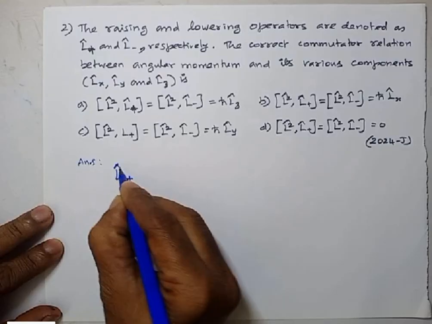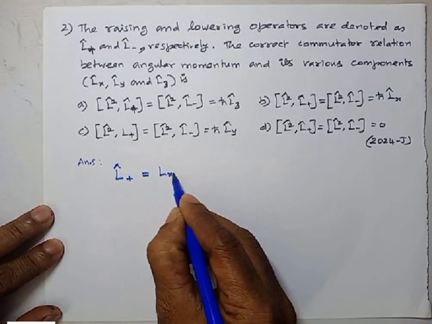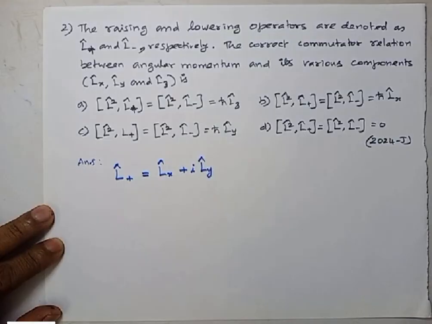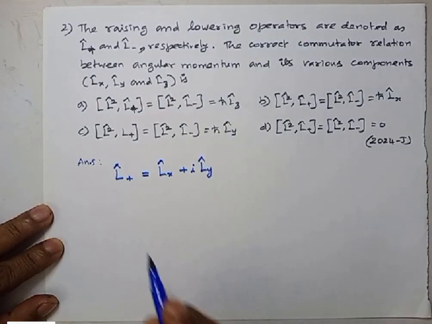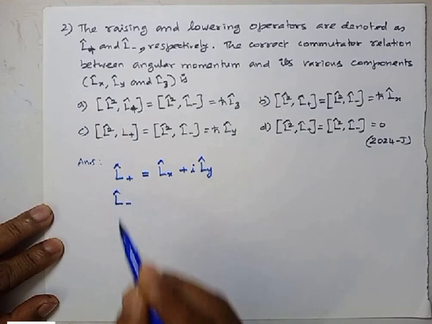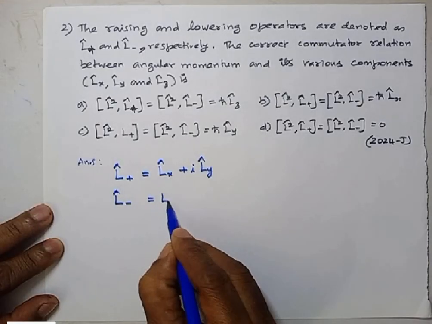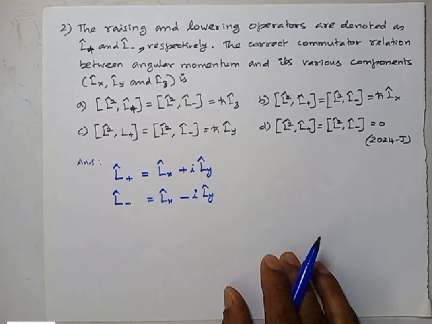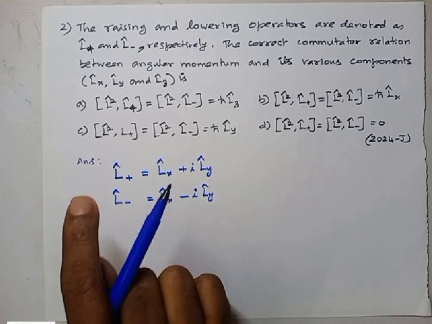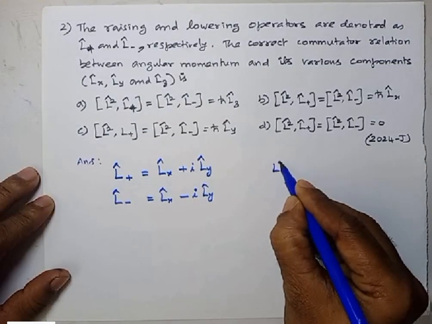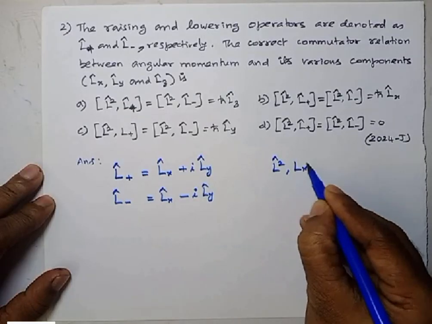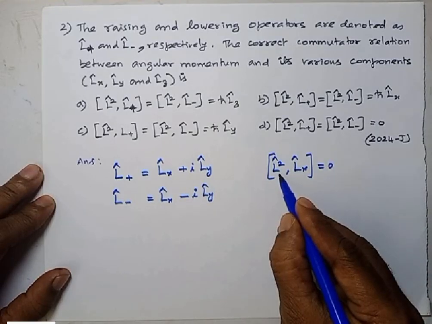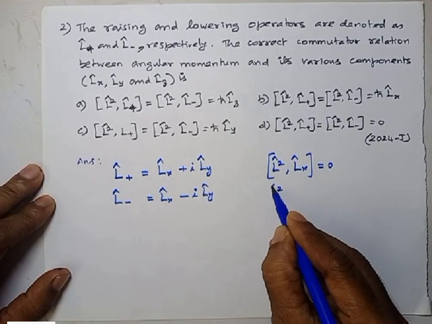L plus operator is called the raising operator, which is nothing but Lx, the x component of angular momentum, plus i into the y component of angular momentum. Similarly, what is L minus? It is called the lowering operator: L minus is equal to Lx minus i Ly. Now what we have to do? We also know that the commutator of L square and Lx is 0. L square commutes with Lx. Similarly, L square commutes with Ly.